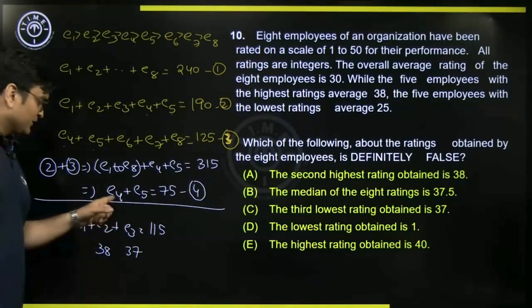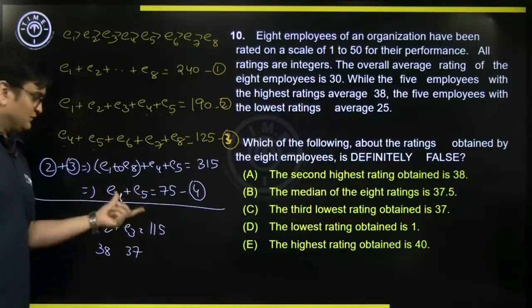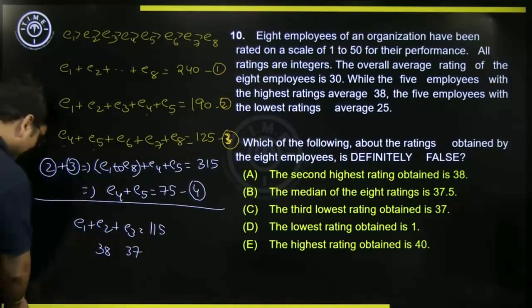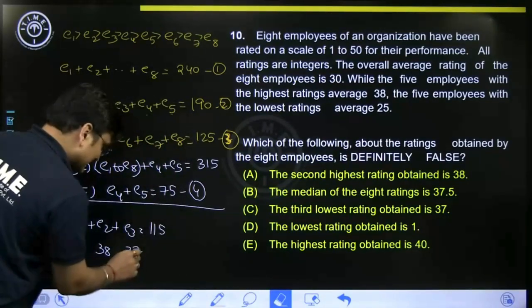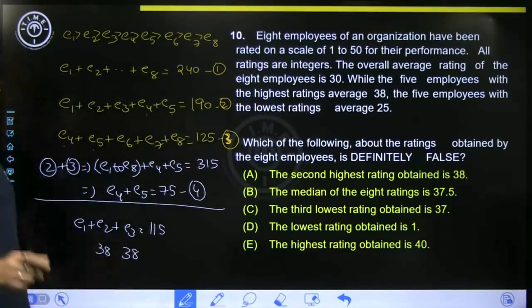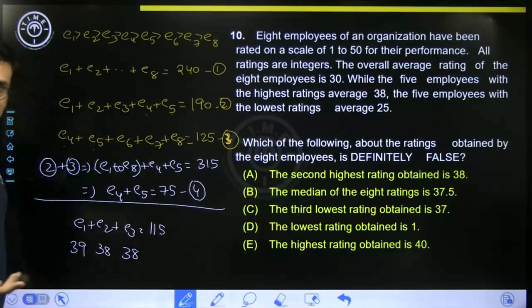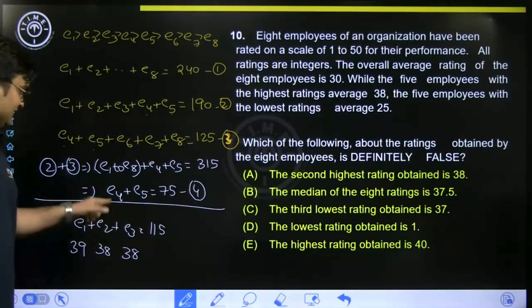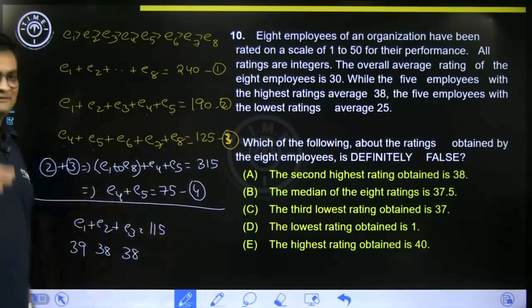No, it's not possible, because if you place E4 as 37, E5 can at best be 37. That's not possible. Let's place this also as 38. We cannot place 37 here. We have to place 38. Let's place 38. So 38 and 38 is 76. 76 and E1 can be 39. So 39, 38, 38, 38, 37 and the rest can be decided accordingly.